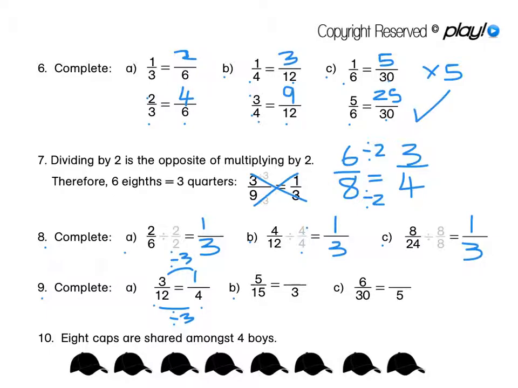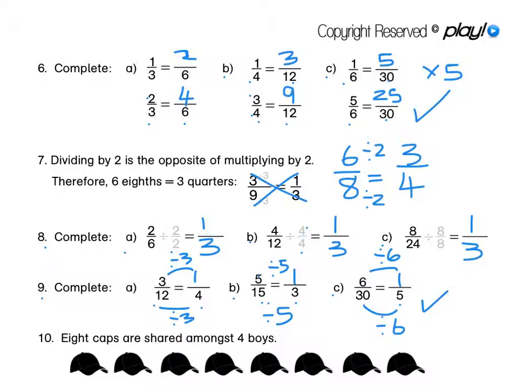For B, from 15 to 3, we divide by 5. And 5 divided by 5 at the top gives 1. So 5/15 is equal to 1/3. For C, from 30 to 5, we divide by 6. So the top we must also divide by 6, and we get 1. So the answer is 1/5.